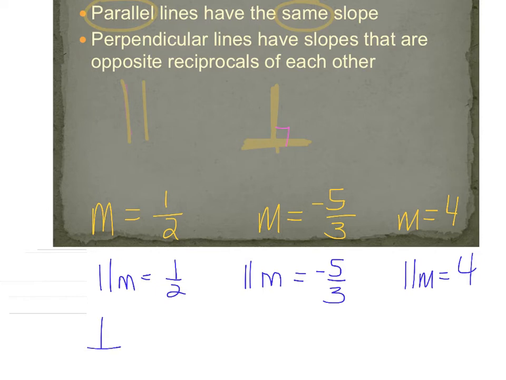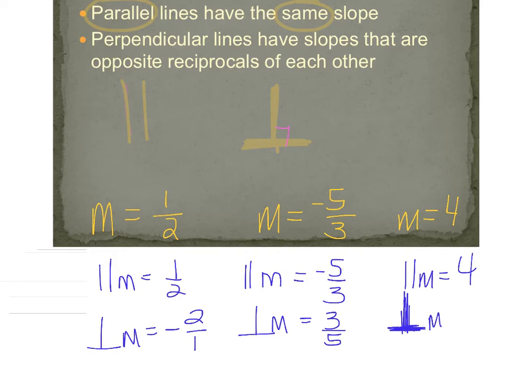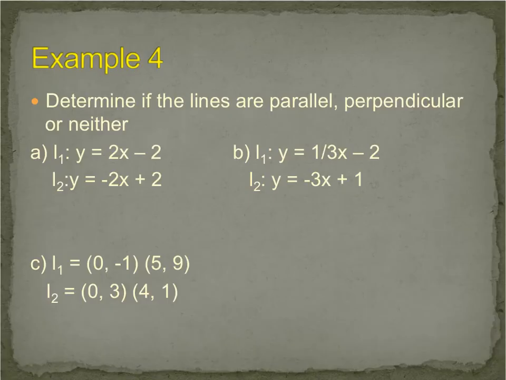Same slope. So perpendicular slope. What's the perpendicular slope to 1/2? Negative what? 2/1. You make the sign opposite of what it is and you flip. So what's the perpendicular slope to negative 5/3? Positive 3/5. Good. What is the perpendicular slope to 4? Negative what? 1/4. Good. Very good. Sometimes you guys get tripped up on that. Remember, if it's a whole number, what's underneath it? 1. Good.